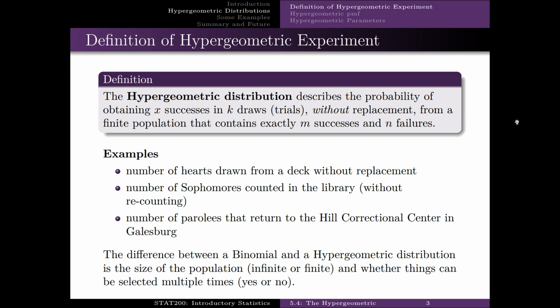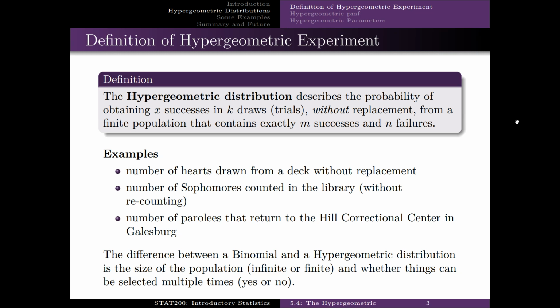Examples: number of hearts drawn from a deck without replacement. So I draw 5 cards. What's the probability 3 are hearts if I don't replace? Finite population, capital N is 52, and it's without replacement. Number of sophomores counted in the library without recounting somebody. Number of parolees that returned to the Hill Correctional Center in Galesburg. In each of these cases, it's without replacement and the population's finite. So key: hypergeometric, finite, and no replacement.